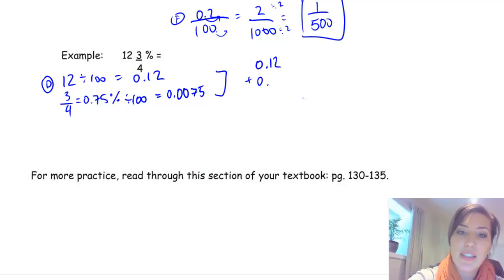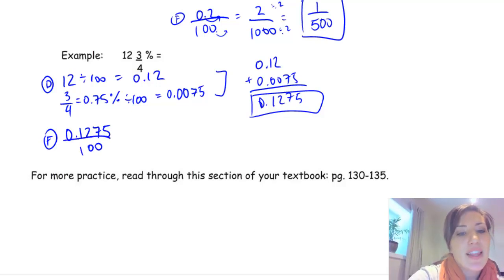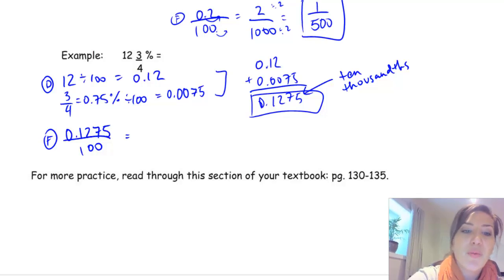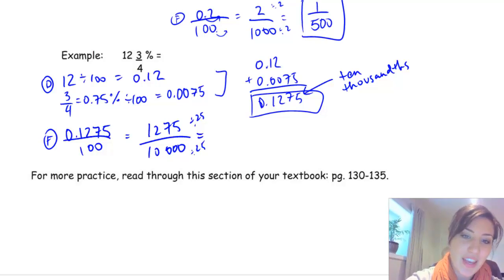All right, for this decimal, we just put these two together. 0.12 plus 0.0075 gives us 0.1275. And for the fraction, we can take that decimal, 0.1275 over 100, but we see that this 5 is in the 10,000ths place. So we can put 1275 over 10,000. And can we reduce this? Yeah, we can. We can divide both by 25, which gives us 51 over 400.